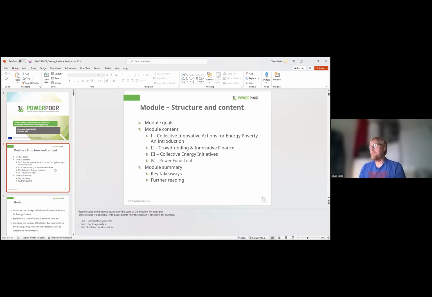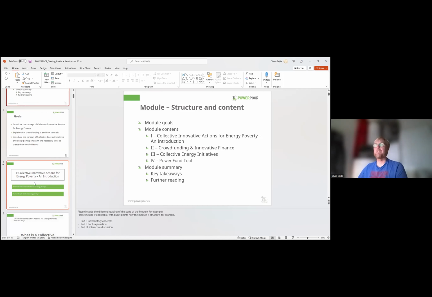That, again, really depends on national law, of course. And then our Power Fund tool. A few takeaways. We also have training in here. I'm probably not going to do this. So let's see which next slide we can go.